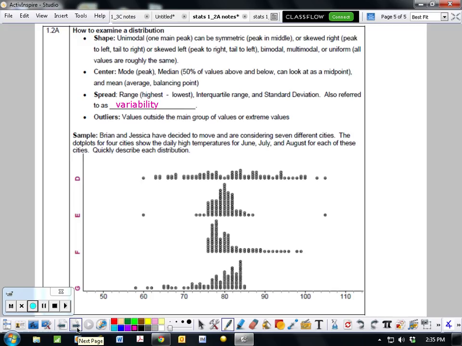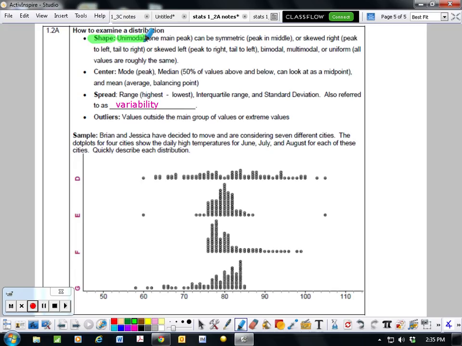Okay, how to examine a distribution. This is probably the most important thing that we're going to be talking about. Our first thing that we need to talk about is the shape, looking at the shape, because we haven't talked about this yet. Most of our distributions are going to be what we call unimodal, meaning that there's one main peak.